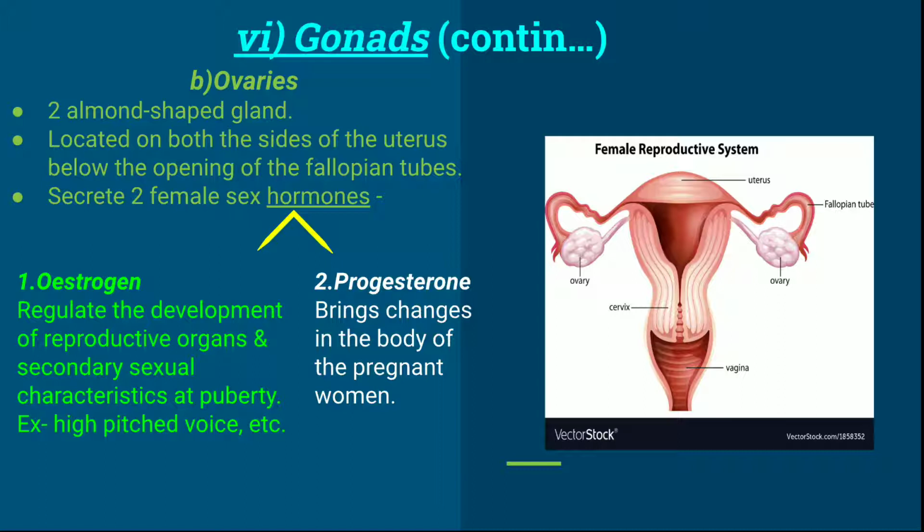Now the ovaries are present, as I told you, in the female reproductive system. Okay, so in this female reproductive system there are two almond-shaped glands which are located on both the sides of the uterus below the opening of the fallopian tube. See, in this picture you can see the middle portion is the uterus with the cervix down, and at the extreme bottom is the vagina.